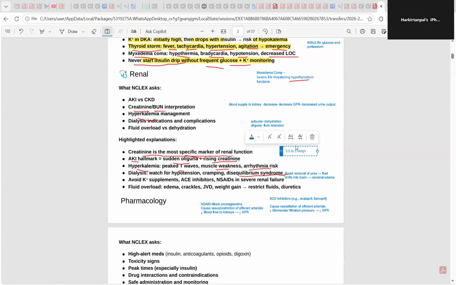Second, insulin administration. We add the insulin to dextrose 5%. The third one is the electrolyte solutions.